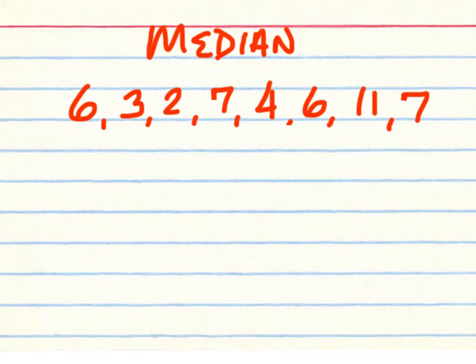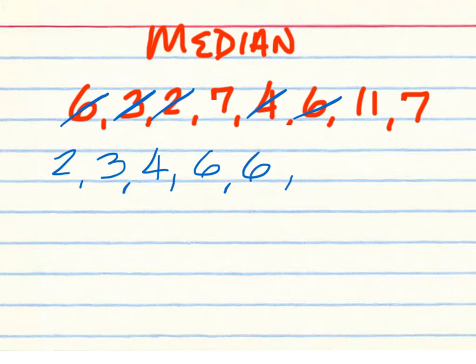Again, put them in order from least to greatest. We have 2, 3, and 4 to start with. And then the next one up would be a pair of 6s. You have 2 7s. And then 11. You have 1, 2, 3, 4, 5, 6, 7, 8 numbers.